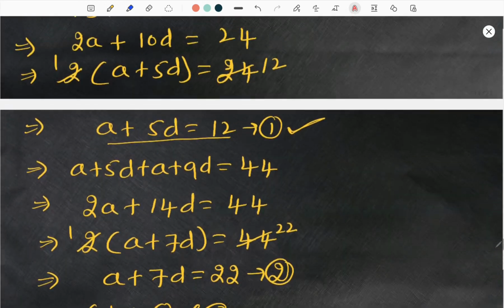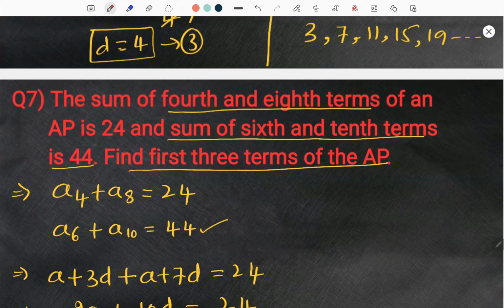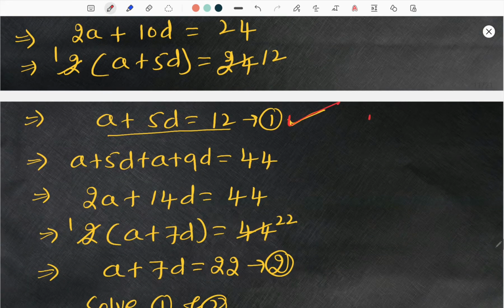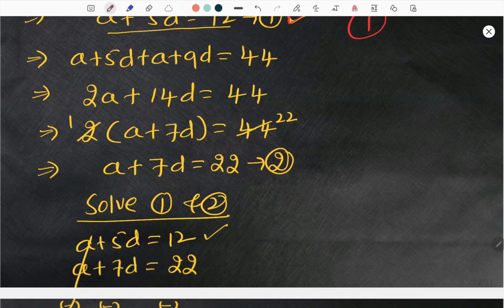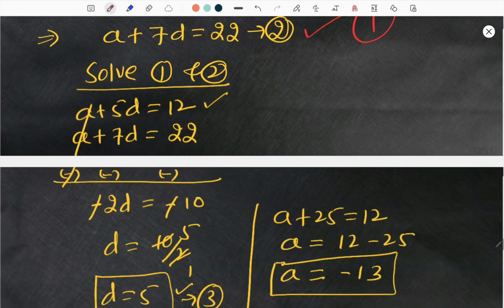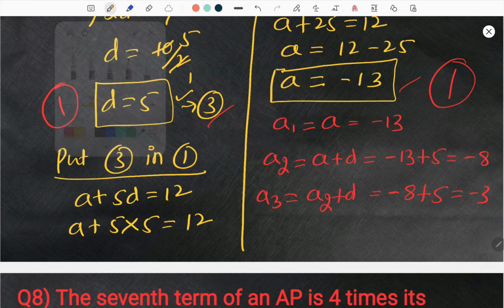How will they distribute the marks for this? The marks distribution will be for writing the given data. You have written that, they are very happy about it. You have formed one equation, they will give 1 mark for you. You have formed another equation, they will give 1 more mark. So 2 marks you have got. Then for calculation, you got the value of d, here 1 mark, and after that you got the value of a, another mark. Look at this, 4 marks you have got. This is how the marks are distributed.